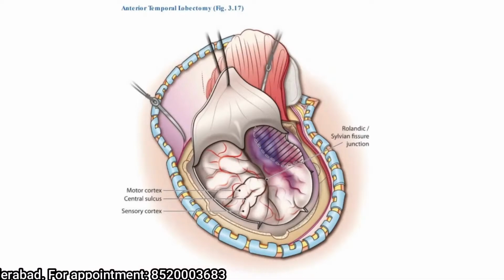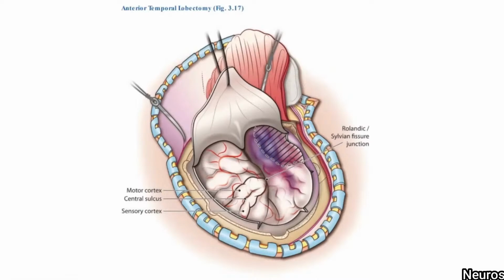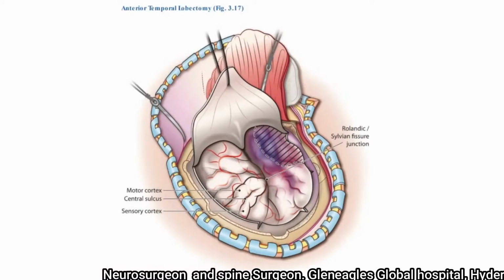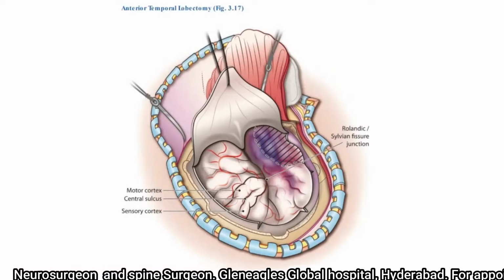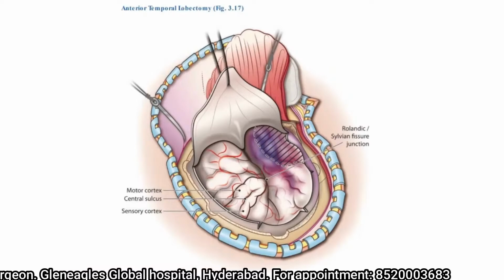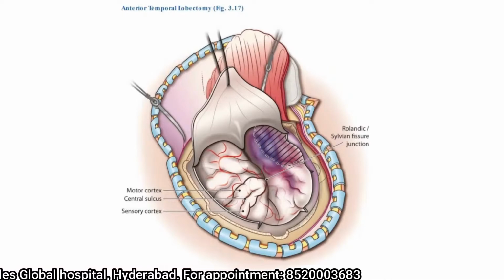In any case, usually the posterior limit is the junction of the Sylvan fissure and the central sulcus. But these are just guiding points, not absolute. Depending on the extent of contusion, extent of permanent damage to the brain, and extent of edema, the operating surgeon can take a decision up to the extent of temporal lobectomy.